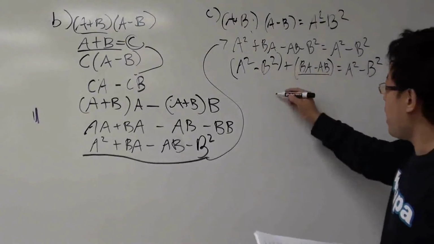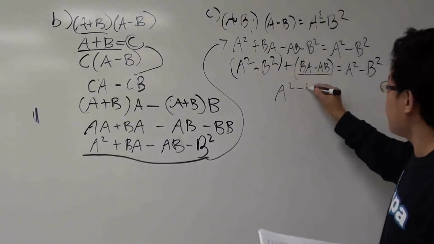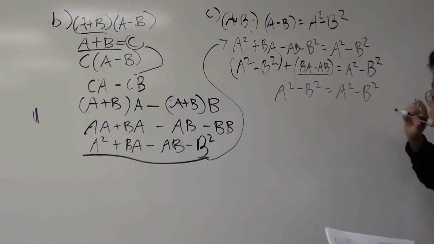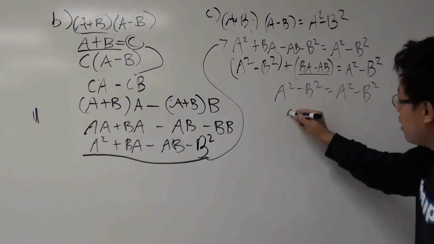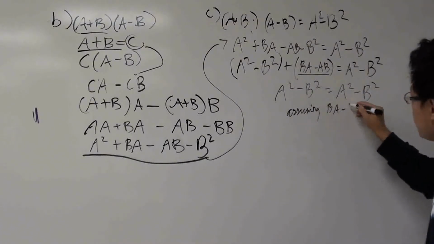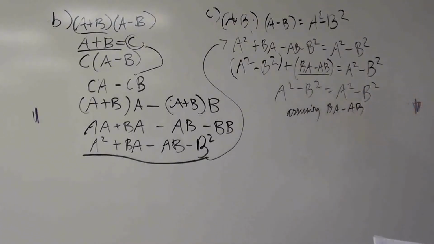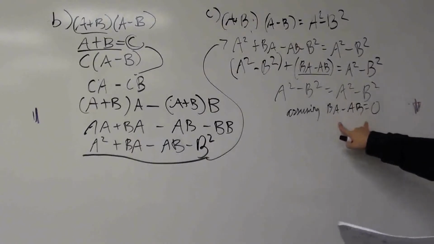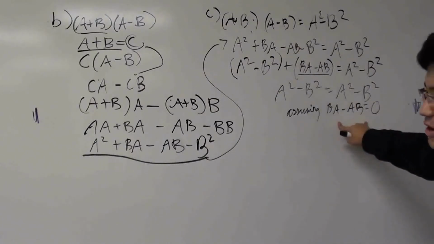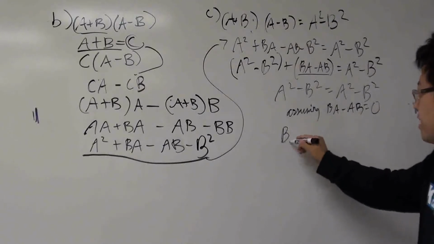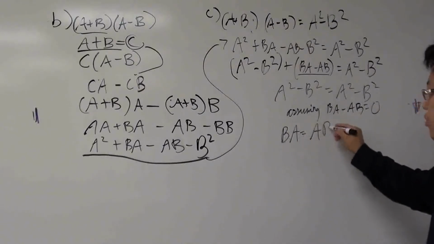So if that becomes 0, A squared minus B squared equals A squared minus B squared. Assuming BA minus AB equals 0, when could this ever happen? This is where commutable comes into play again, right? Because remember, BA equals AB, whichever order.